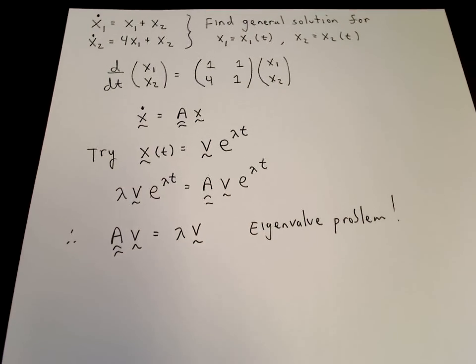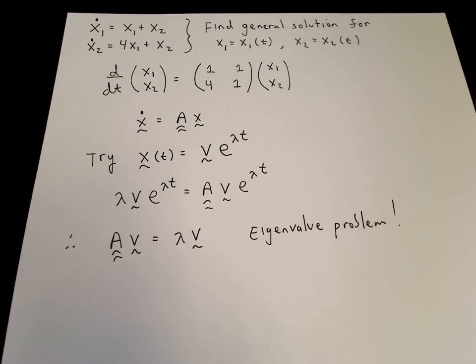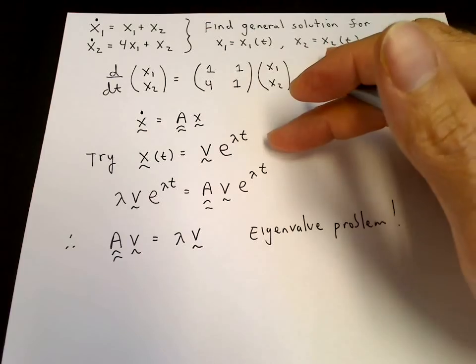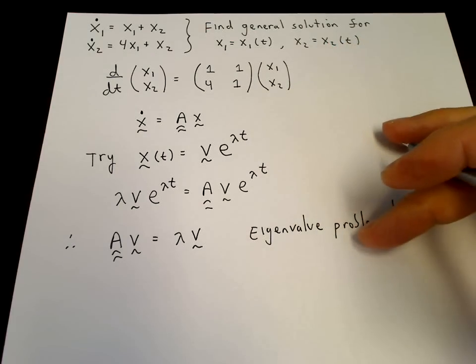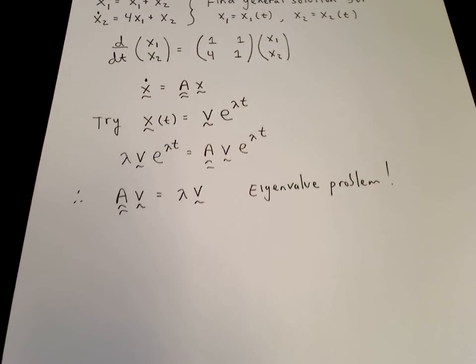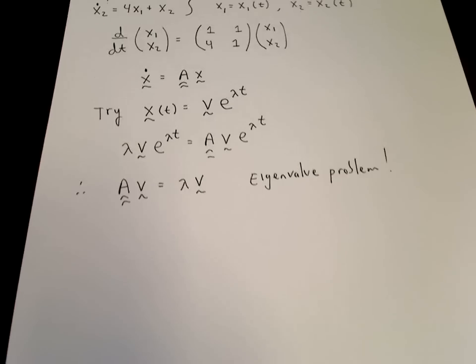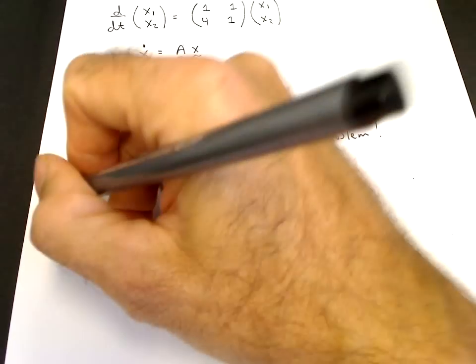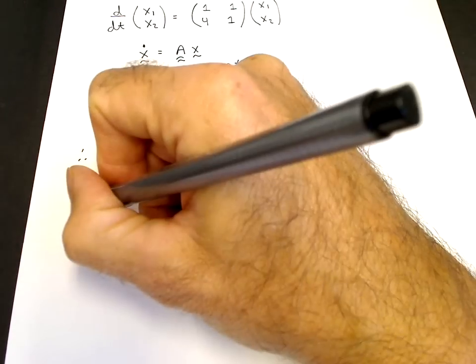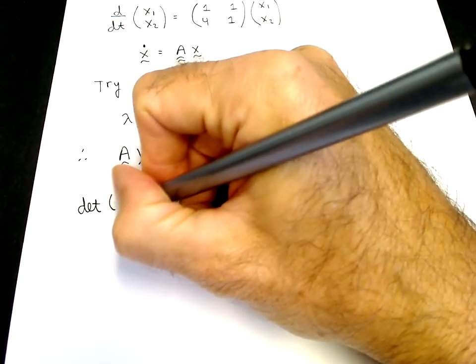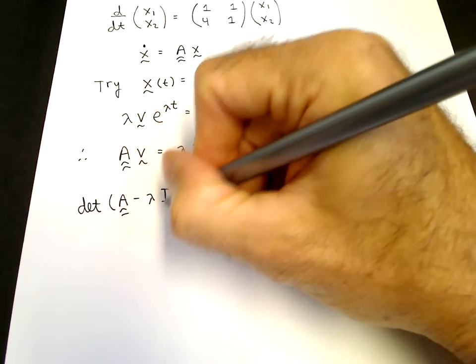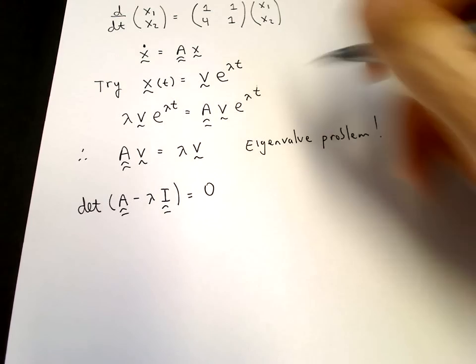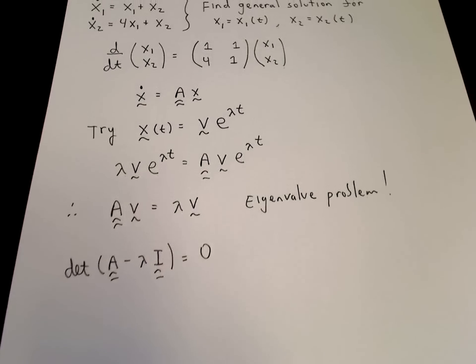Okay, so we've reduced the solution of the system of ODEs using our ansatz into a linear algebra eigenvalue problem. So how do we find the eigenvalues and the eigenvectors of this problem? The eigenvalues we find by looking at the determinant of A minus lambda I equals 0. That's our characteristic equation.